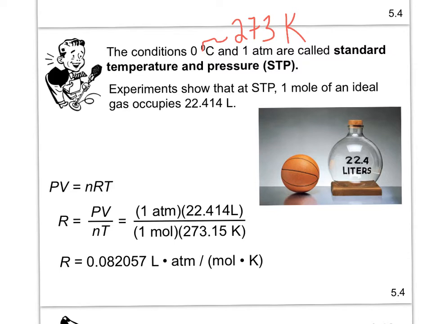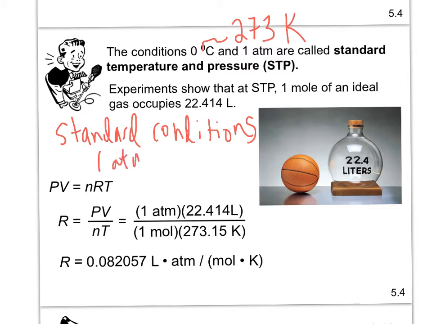Now, I don't want you to confuse this with standard conditions, which is another common temperature and pressure combo that is often used. The term standard conditions means 1 atmosphere pressure, but 25 degrees Celsius or 298 K. So even though they sound similar, standard temperature and pressure, STP, and standard conditions actually refer to two separate things. And you should know the difference between them.